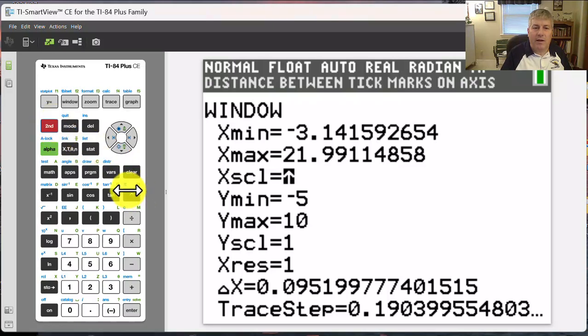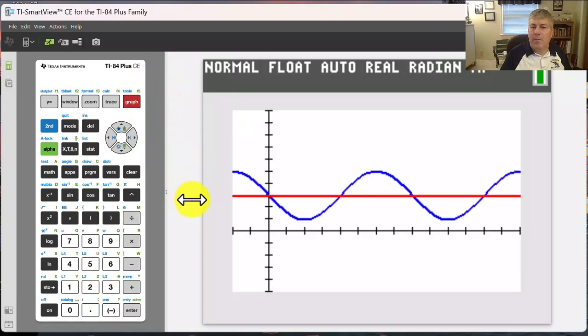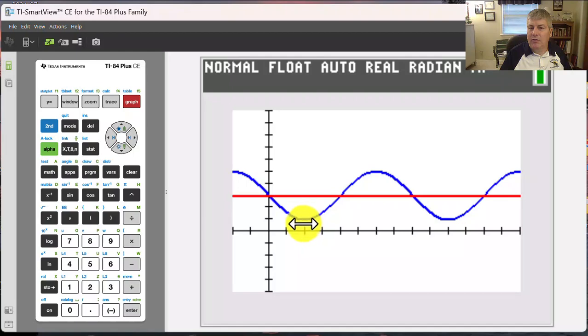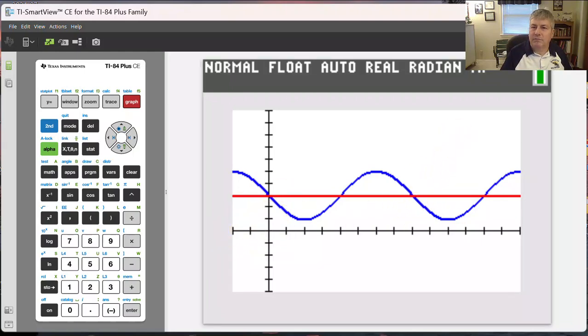I can just do scale pi divided by 2, and I can count by pi over 2's. And now you can see our x values match up better with the graph of our function.